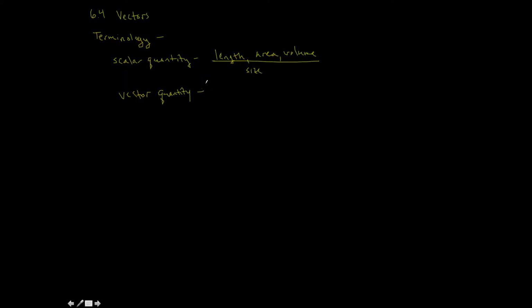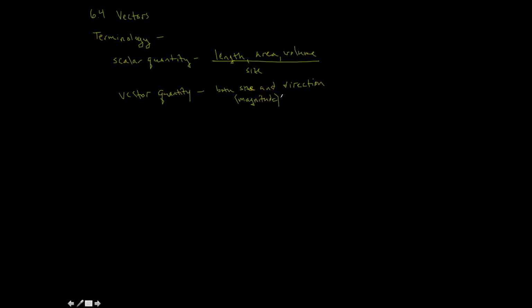Basically, a vector quantity requires both size and direction to have a complete description. Now, the size that we have here, another name that you're going to hear me call this a lot is the magnitude. So it needs both magnitude and direction to be a vector quantity.